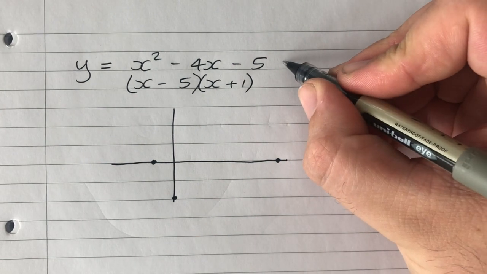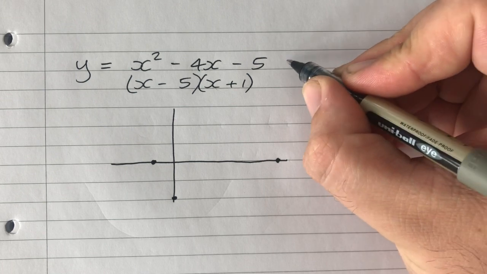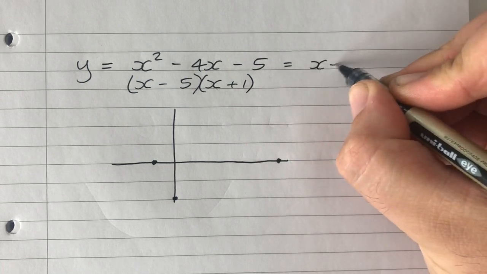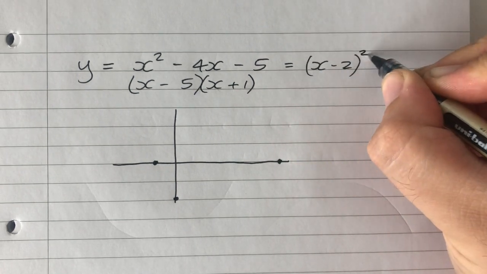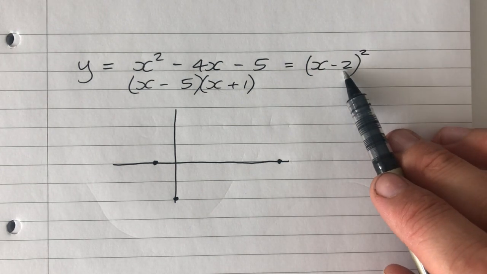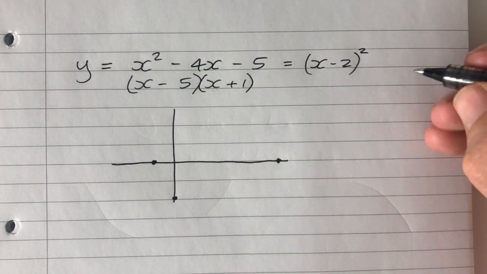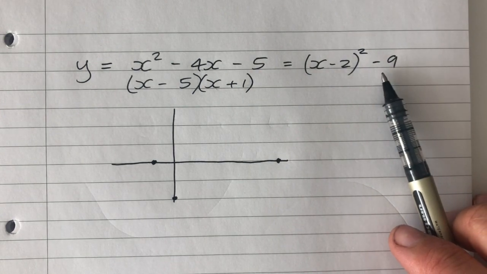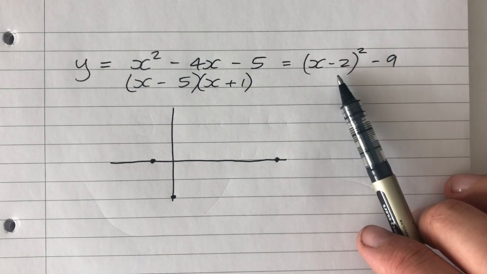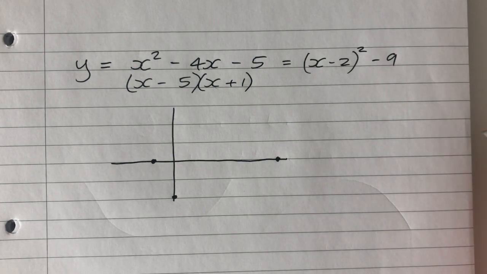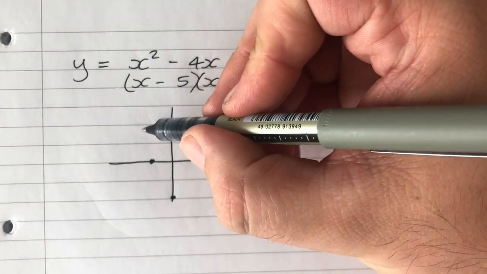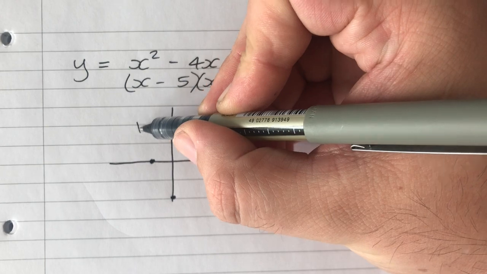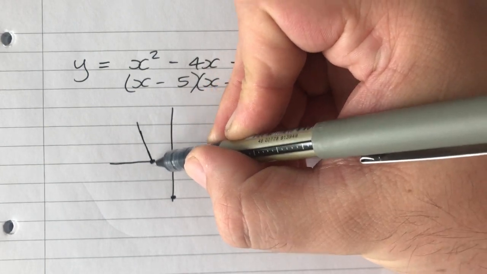And to get the coordinates of my turning point, I'm going to complete the square. So that's going to be x minus 2 all squared. So that's going to give me a plus 4. I don't want plus 4, I want minus 5. So I need to subtract 9 from that. So that's completed square form. If you're unsure how to factorise or go into completed square form, then I suggest checking out some videos or ask your class teacher for help with that.